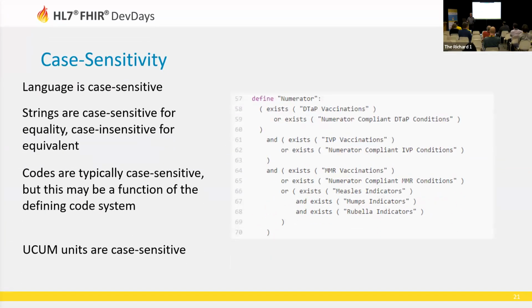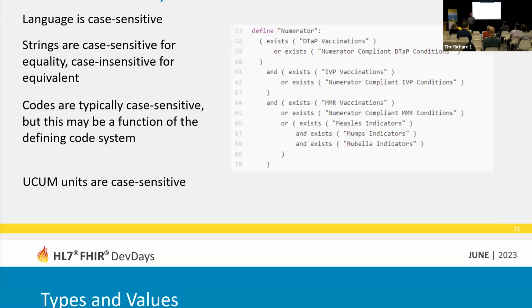Just a note, it is case sensitive. Strings are case sensitive for equality, but case insensitive for equivalence. There's a tilde operator you can use. Codes are typically case sensitive, but note that that might be a function of the defining code system. Some code systems have case insensitive codes in them, and that would be respected by the terminology service. And note that UCUM units are case sensitive. UCUM can be used in case sensitive and case insensitive flavors, and we mandate in the spec you have to use case sensitive UCUM with CQL.